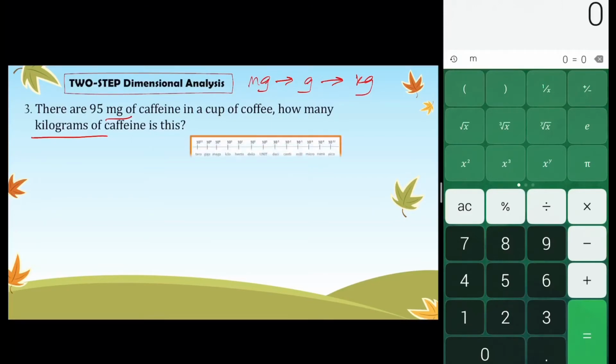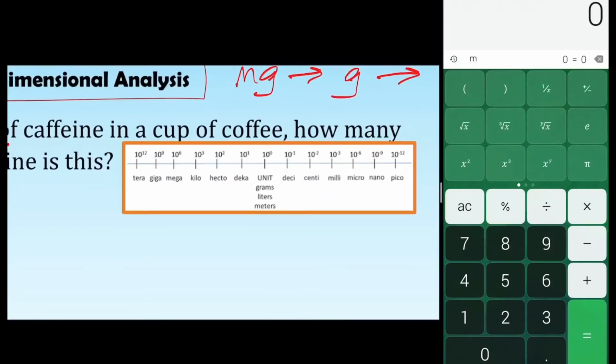Let's bring in our table of prefixes to see where everything is. So we're starting with milligrams. Okay, 95 milligrams is what we're given. So the way we interpret this table of prefixes is 1 milligram equals 1 times 10 to the negative 3 grams. Or you could say 1 milligram equals 0.001 grams.